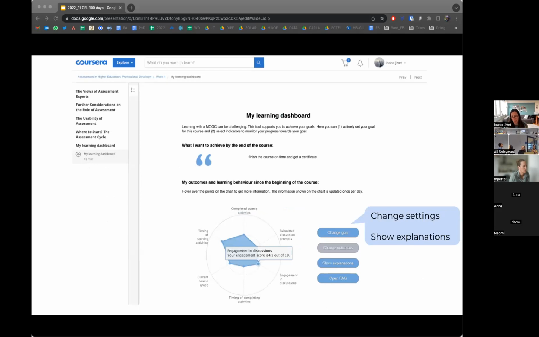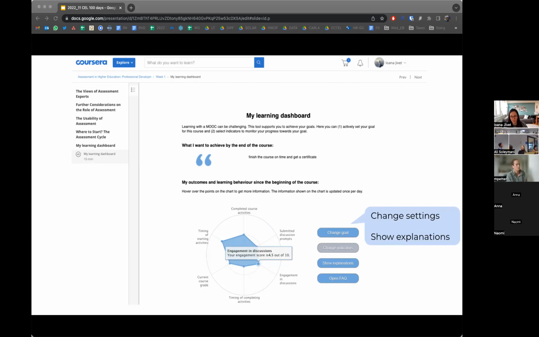Once students configure the dashboard, this is how it looked. So at the top, whenever they would come back to the dashboard, they would see their goal. And in the bottom panel, they could see the indicators that they selected represented on a spider chart. When hovering on top of a point, they would get additional information on that specific dimension. Also, we gave students the option to change the goals or the indicators that they chose at the beginning of each week, so they could do that.